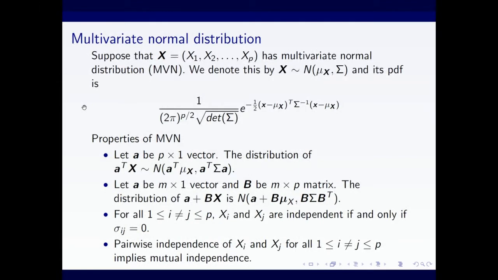And we have looked at the multivariate normal distribution, which has many good properties. The first property is that its linear combination is still normally distributed. And if their correlation or covariance is equal to zero, that is equivalent to saying that they are independent of each other. Then their pairwise independence implies the mutual independence.